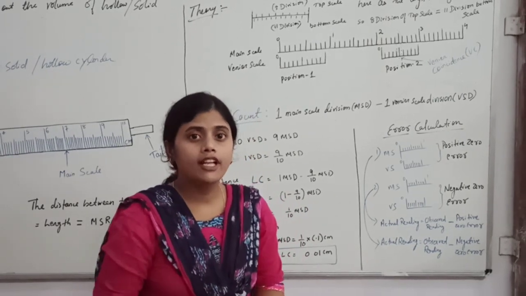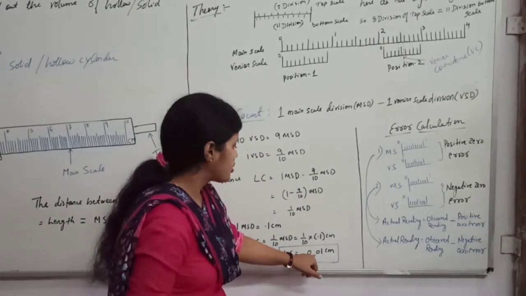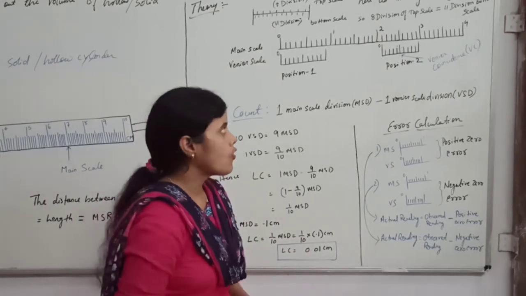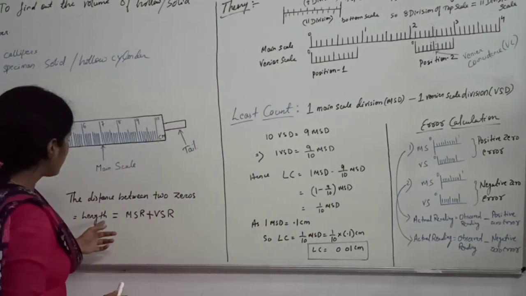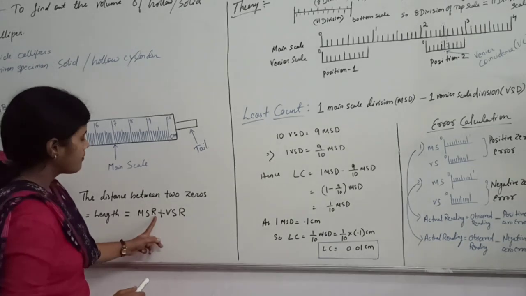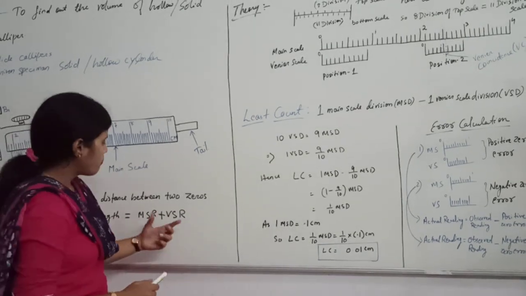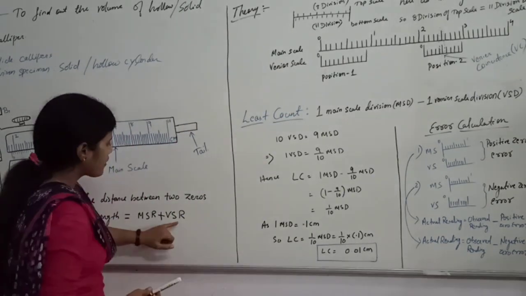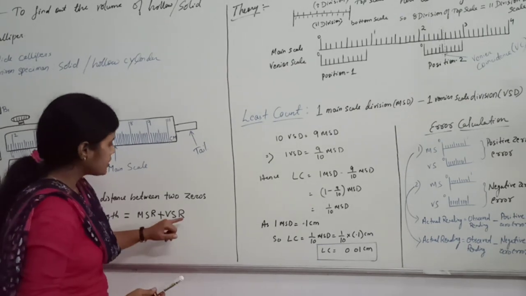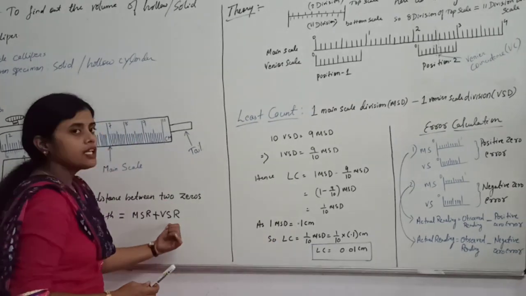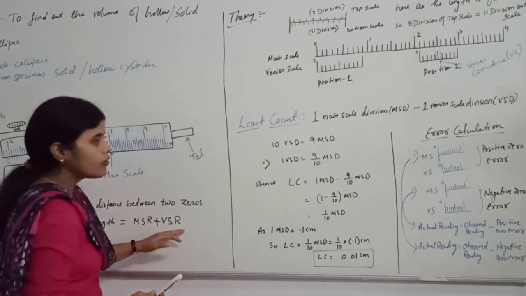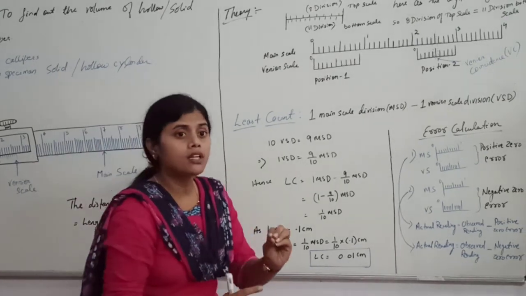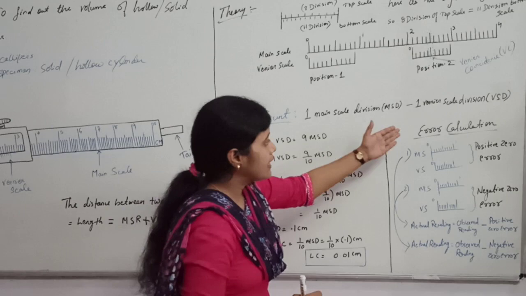So after knowing the value of least count that we got here, 0.01 centimeter, we will be able to find the observed length of our given object, which is given by length is equal to main scale reading plus vernier scale reading. So main scale reading can be easily found out from the main scale, but this vernier scale reading is very important, because the LC came into picture in this vernier scale reading. Okay. So before going to tell you how to find main scale reading and vernier scale reading, let me tell you the most important part of this experiment, that is the error calculation.